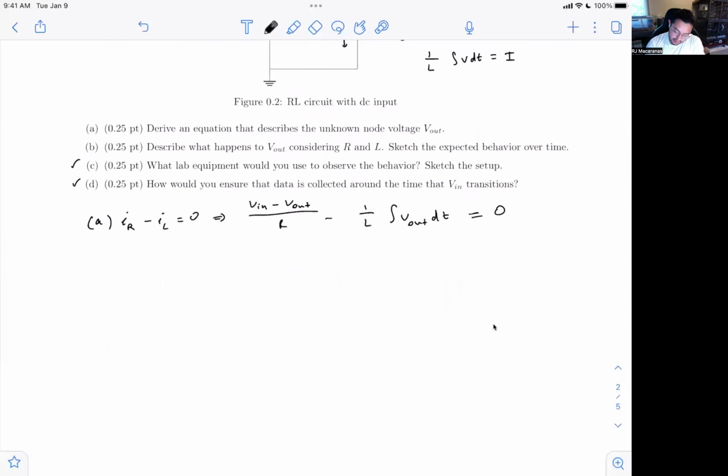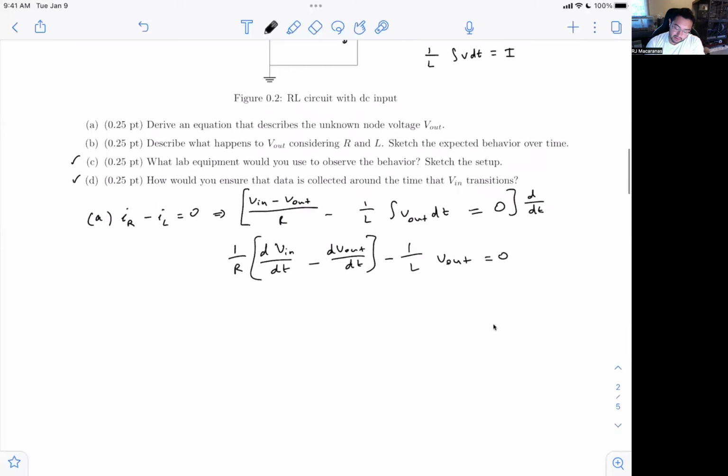And if we take the time derivative of everything to blast away that integral, we have dV in by dt minus dV out by dt minus 1 by L V out equal to 0. And these guys are multiplied by 1 by R. So the input voltage is not something that's time varying, it's a constant signal. Anywhere the derivative is going to be 0.